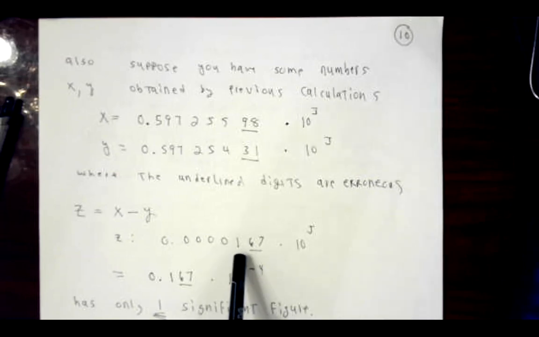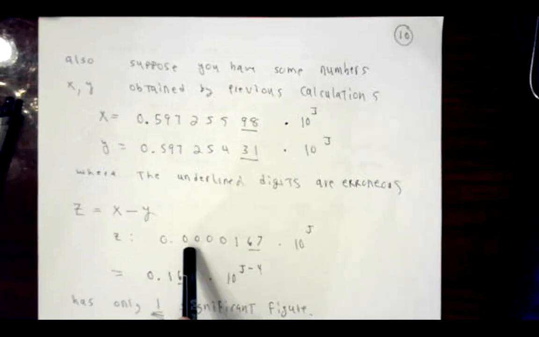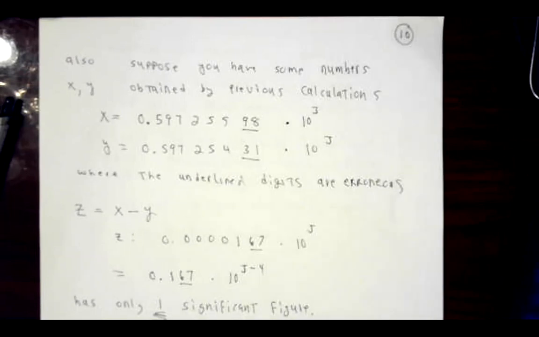So I'll have to multiply this by 10 4 times, and I'll get 0.167. When I make this bigger by a factor of 10 to the 4, I've got to make this smaller by a factor of 10 to the 4. So we'll lower the power on the 10 4 times. That detail is not important. What is important is there's only 3 digits in my answer.